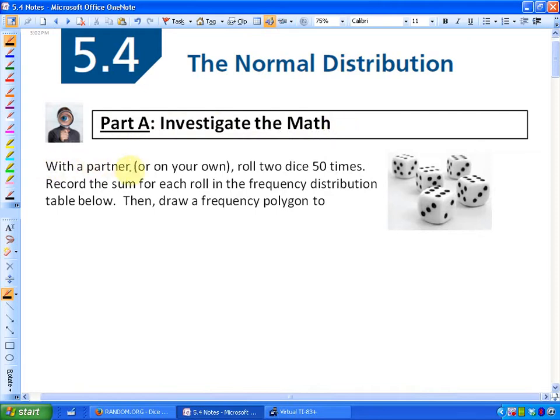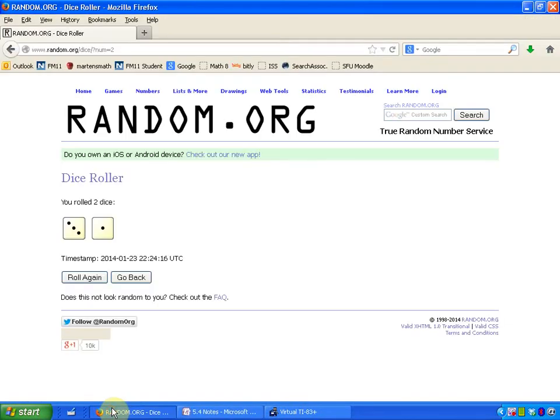It says, with a partner or on your own, roll 2 dice 50 times. Record the sum for each roll in the frequency distribution table below, then draw a frequency polygon to do the following. So what I've done, if you have 2 dice, you might want to pause this after I've explained it to you. I've got an online dice roller here, so I'm going to roll the dice 50 times and record the sum all the time.